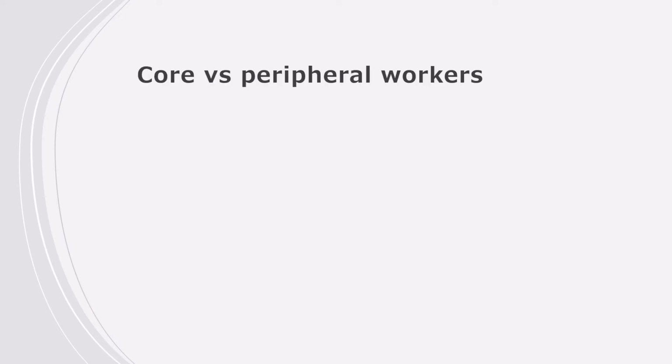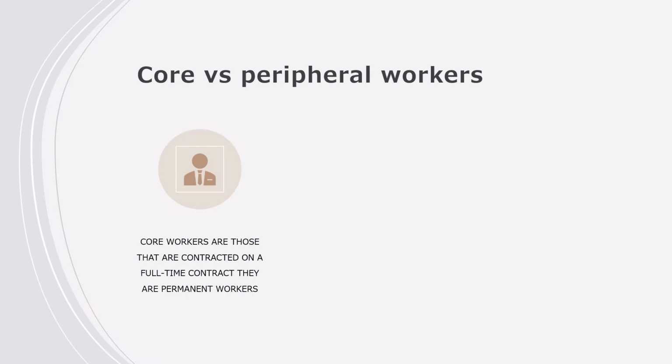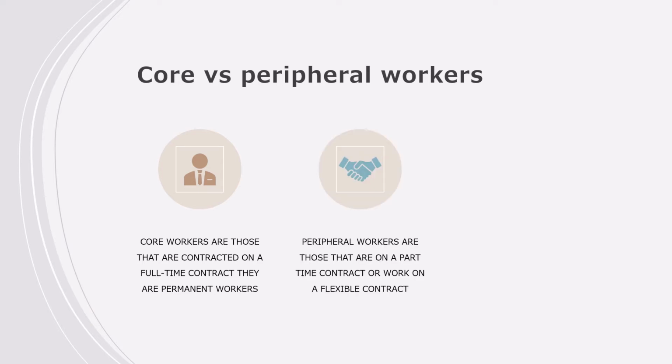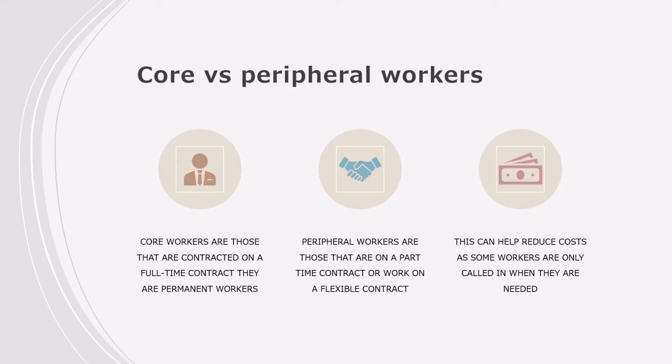Now, what's core versus peripheral workers? Core workers are those that are contracted on a full-time contract and they are permanent workers. Peripheral workers are those that are part of a part-time contract or they work on a flexible contract. Having peripheral workers can help reduce cost as some workers are only called in when they are needed.